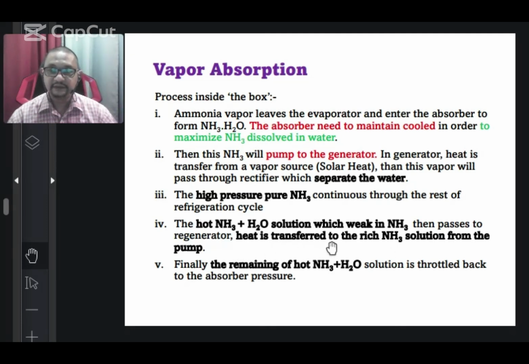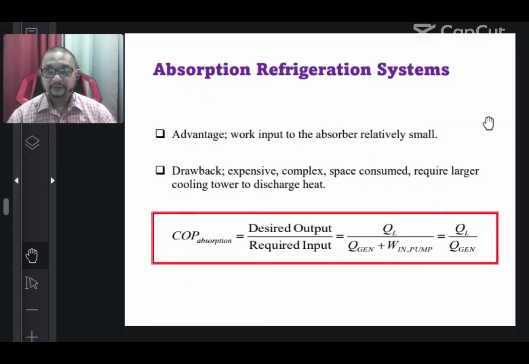Heat is transferred to the rich ammonia solution from the pump. And finally, the remaining hot ammonia plus water solution is throttled back to the absorber pressure. So the advantage of this absorption refrigeration system is that the work input to the absorber is relatively small. Okay, but it is expensive, more complex, takes more space, and requires a large cooling tower to discharge heat.